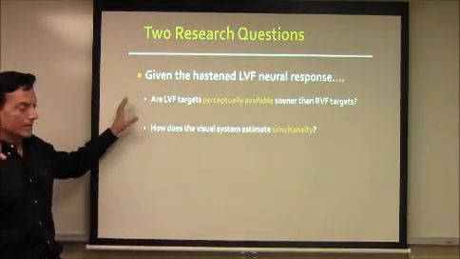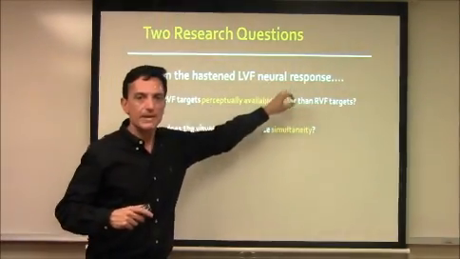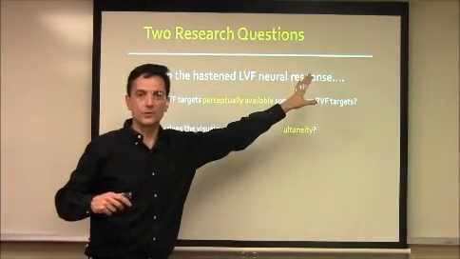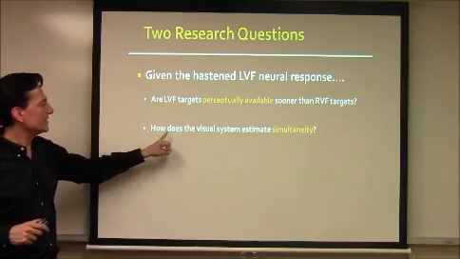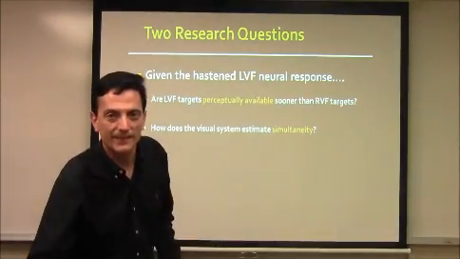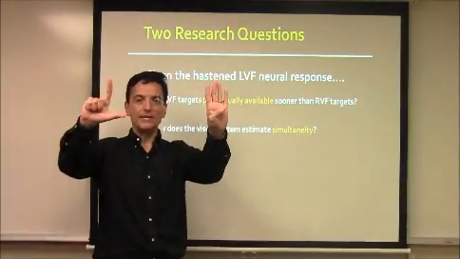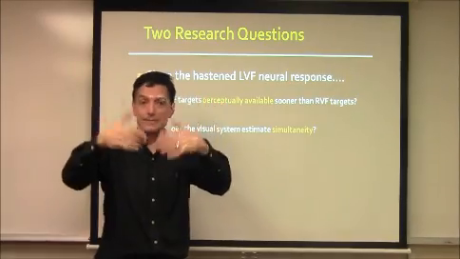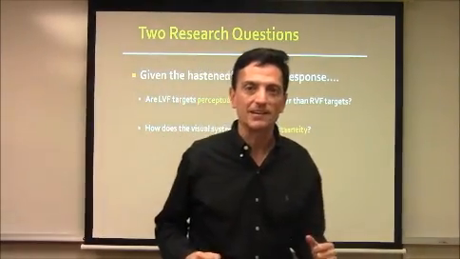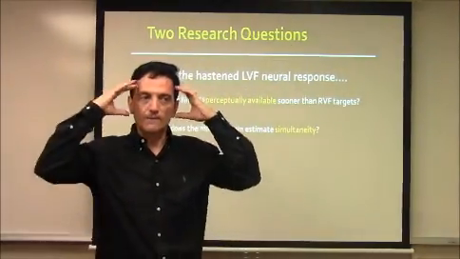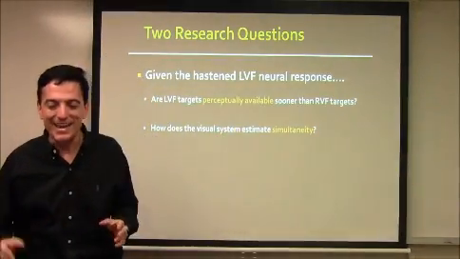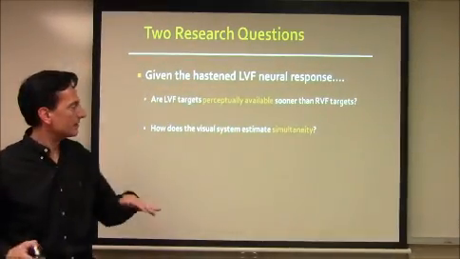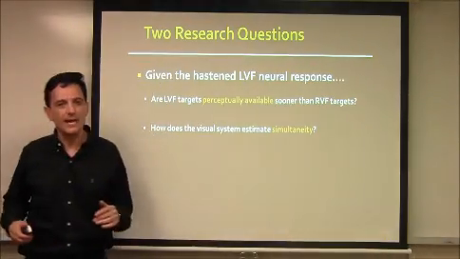Then we can ask this question. Again, given the hastened LVF neural response that Verleger's group had empirically observed, how does the visual system estimate simultaneity? One more time, if these are the two stimuli and they come on at the same time, we'd like to be able to make an accurate judgment about that. And yet it might be the case that if our visual system is introducing an asymmetry, maybe we've lost the capacity to estimate simultaneity particularly accurately.